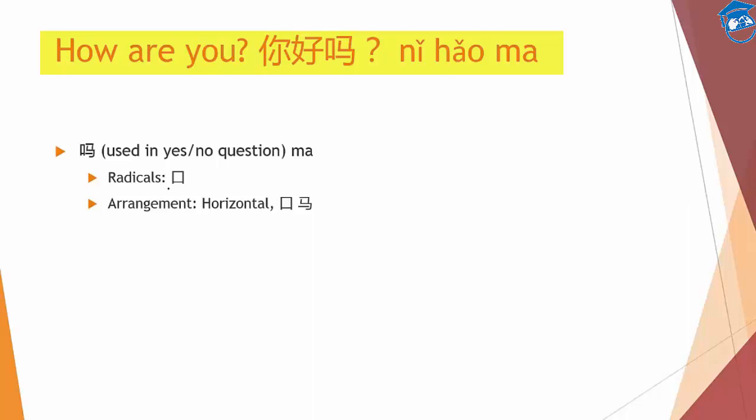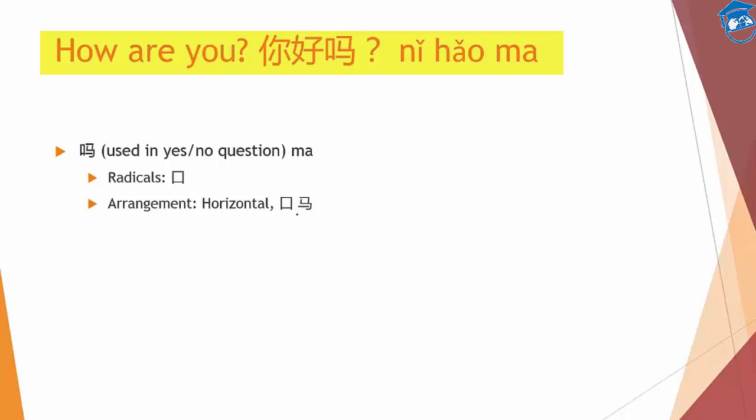Okay, and the radical is this one here. This is actually a mouth. So in the future you will look at quite a lot of words with this radical, and it's usually related to the action of the mouth. Okay, so it's horizontal with this component and that component. And if you recognize and if you remember, this word is horse.